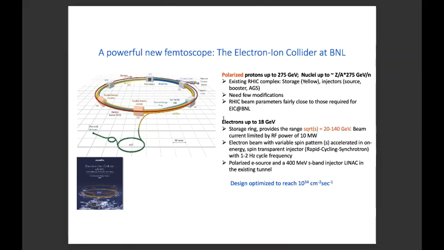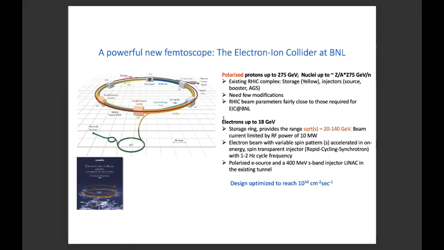Since many of you in the audience may not be familiar with this, RHIC is a Relativistic Heavy Ion Collider where you have two beams of nuclei or polarized protons which circulate and collide. And so for the Electron-Ion Collider, you remove one of those beams and replace it by an electron ring instead. And so you can have a collider experiment.